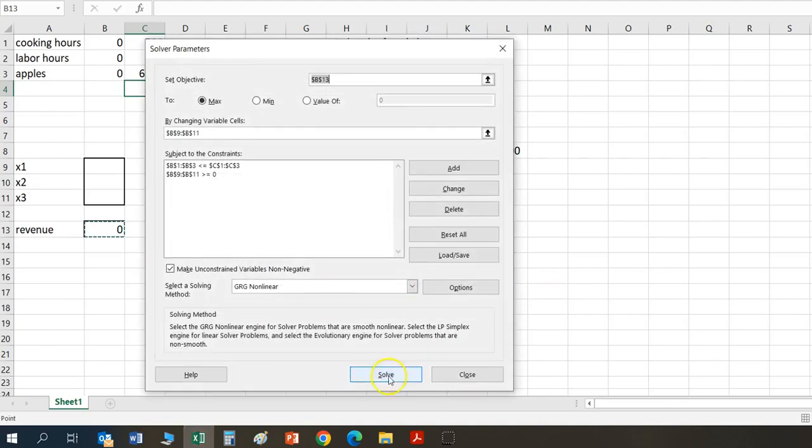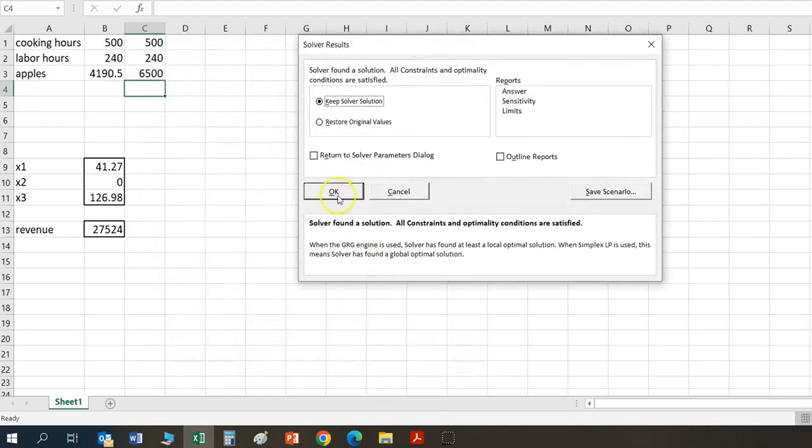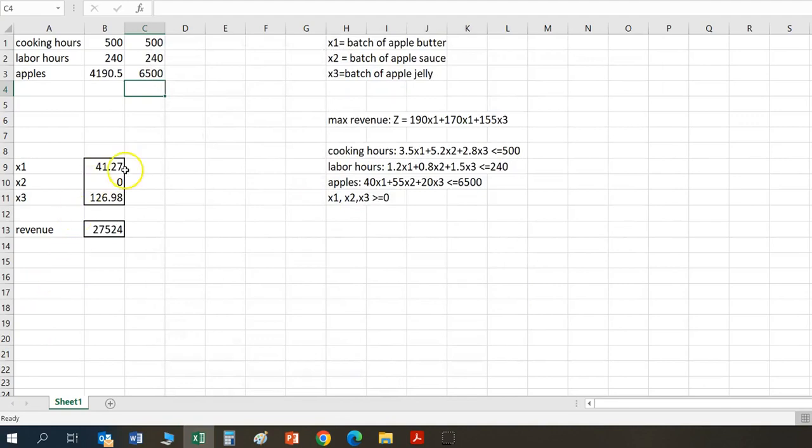Okay, solve. That tells us how many batches of each of the three things, the revenue we'll bring in, and how many cooking hours we'll end up using. We'll use all the hours. Okay, and looks like we're going to have some leftover apples. So they may try to figure out how they can use those apples. Maybe they can just sell the apples by themselves. And that's the end of this.